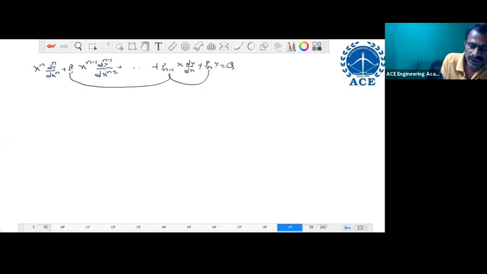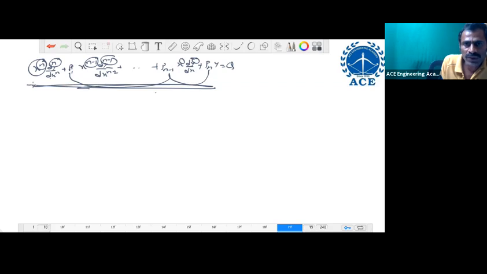Even though the p's are constants, because the coefficients are functions of the independent variable, this is a variable coefficient equation. But every variable coefficient equation may not be a Cauchy-Euler equation. There is a condition: in every term, the power of x is the same as the order of the derivative. Only then is such an equation called a Cauchy-Euler or Euler-Cauchy equation.